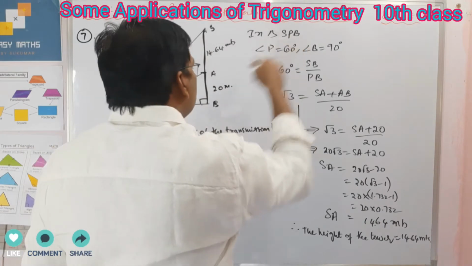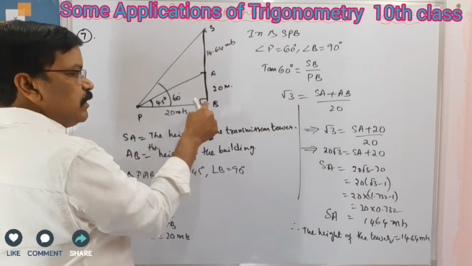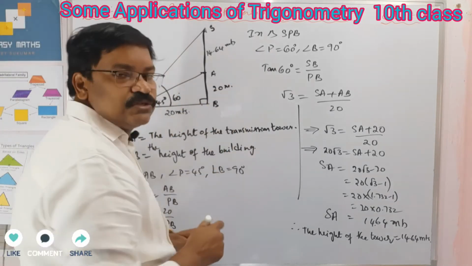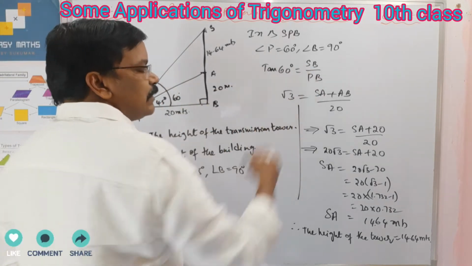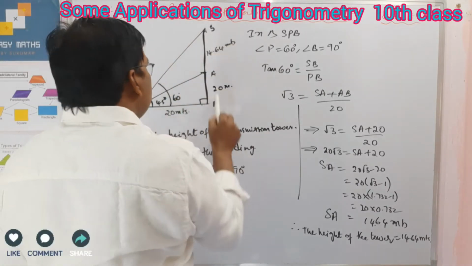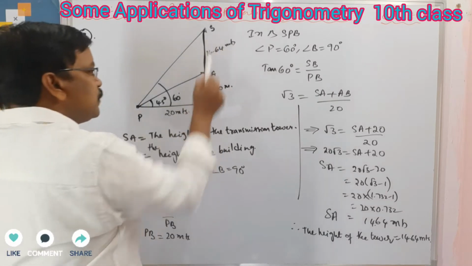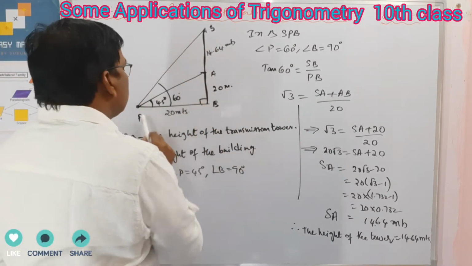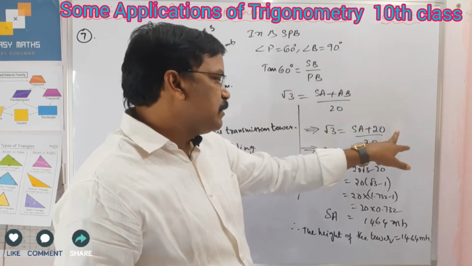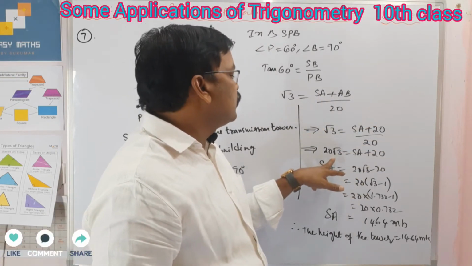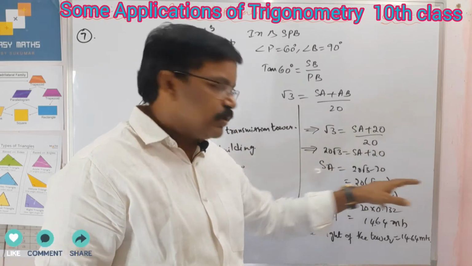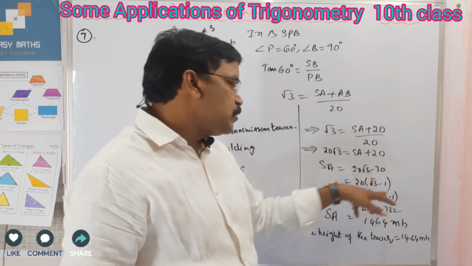See here, now take the triangle SPB. This angle B is 90 and angle P is 60 degrees. So my dear students, again take tan 60 degrees. So opposite side by adjacent side, that is SB by PB. So SB can be written as SA plus AB by PB is 20. So by cross multiplication and substituting the value of AB here, finally you will get what? 20 root 3 is equal to SA plus 20. So SA is equal to 20 root 3 minus 20. So take 20 as common, that is root 3 minus 1.